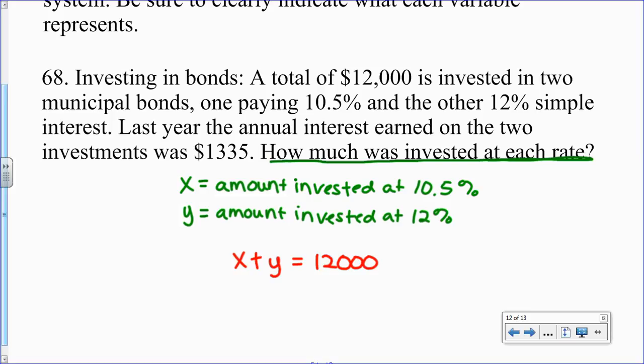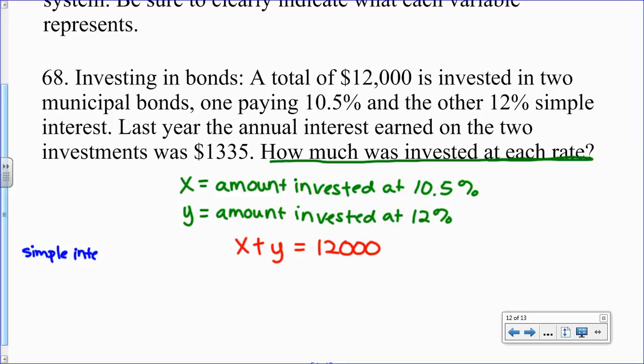Okay. So the second one is a little bit trickier. It says that the annual interest earned on two investments was $13.35. So this is simple interest. Okay, so I have to use that simple interest formula, I equals PRT. So let's look at the interest for the 10.5%.